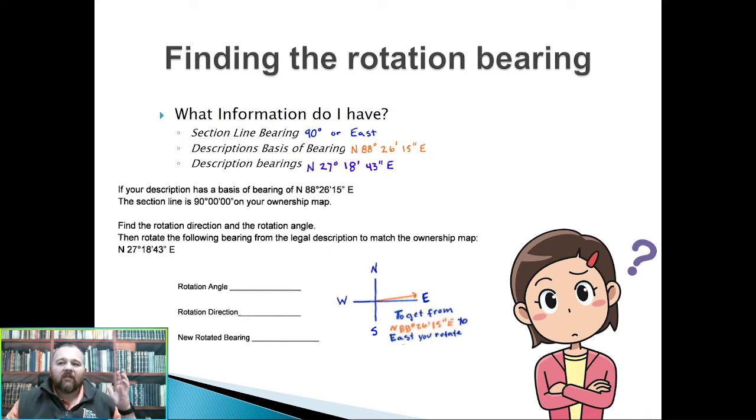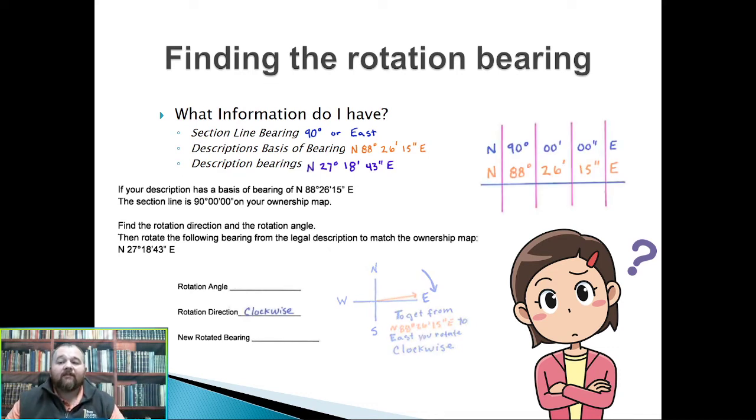So how do we get from north 88 degrees 26 minutes 15 seconds east to that 90? Okay, so we have to rotate, and that goes counterclockwise, because we want the arrow to go directly east, and so it has to be, I'm sorry, I said it wrong, it has to be clockwise. So I said counterclockwise, but I meant clockwise. So we're going clockwise right there.